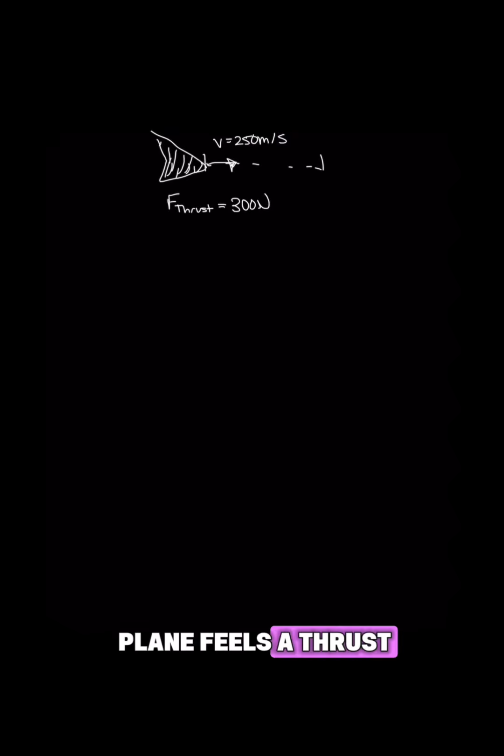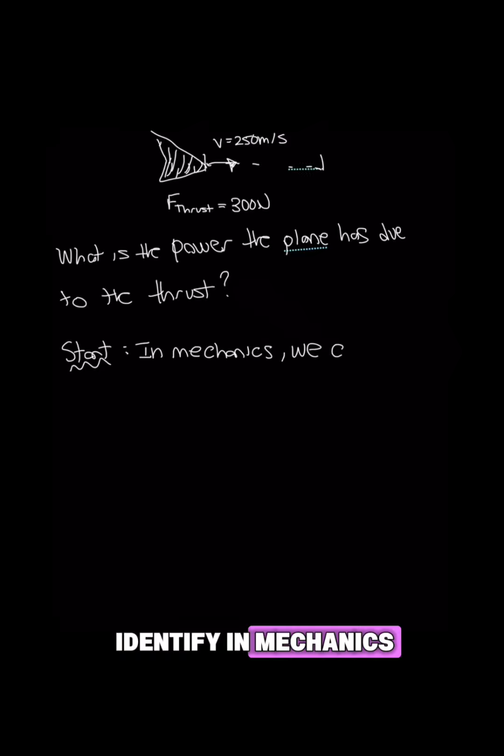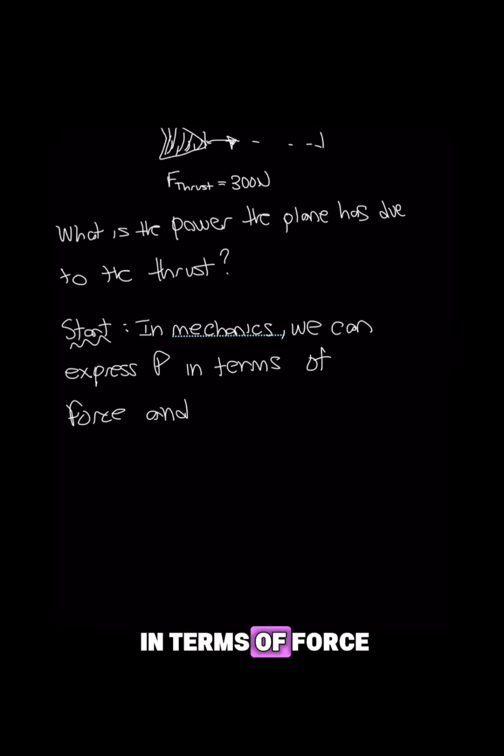So let's say a plane feels a thrust force of 300 newtons, and this causes the plane to travel with a velocity of 250 meters per second. And the question asks you, what is the power the plane has due to this thrust? To start, we can identify in mechanics, we can express P in terms of force and velocity.